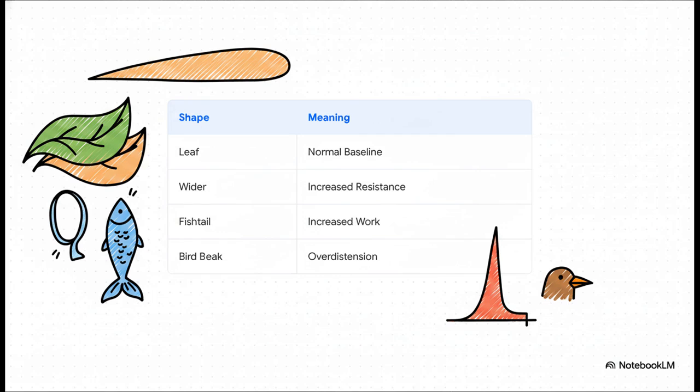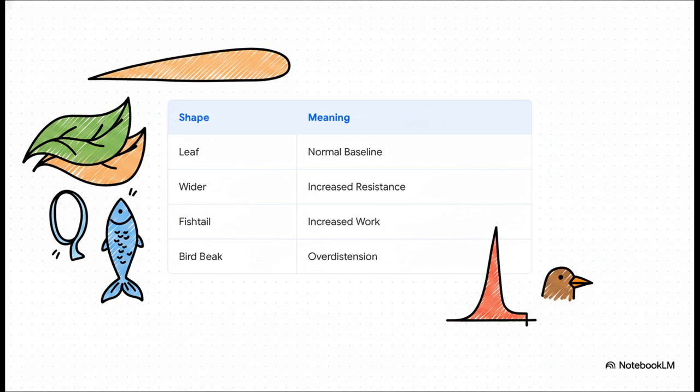So when you're looking at the pressure-volume loop, remember that the standard leaf shape is your normal baseline. If that leaf suddenly becomes much wider than normal, it signals increased airway resistance. But the two most famous visual mnemonics here are the fishtail and the bird beak. If the bottom of the loop dips backward before going up, creating this fishtail appearance, it means your trigger isn't sensitive enough, and the patient is working way too hard just to initiate a single breath.